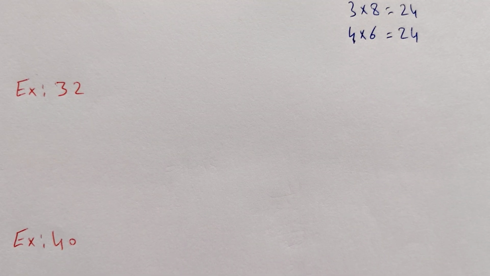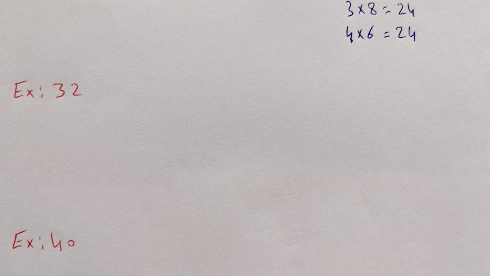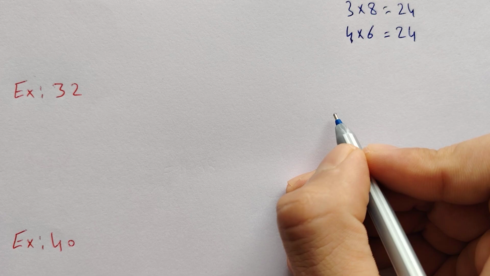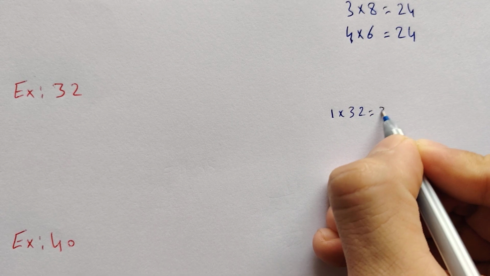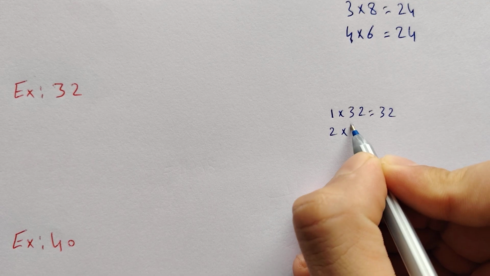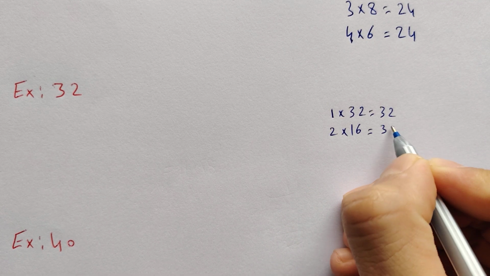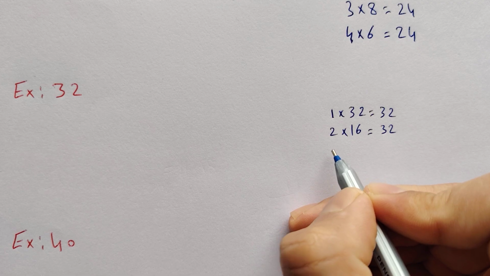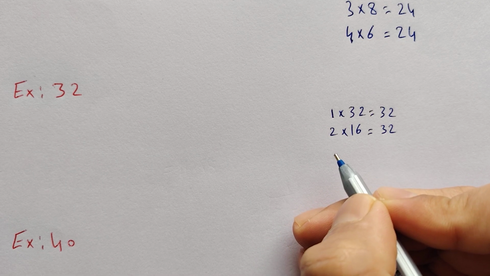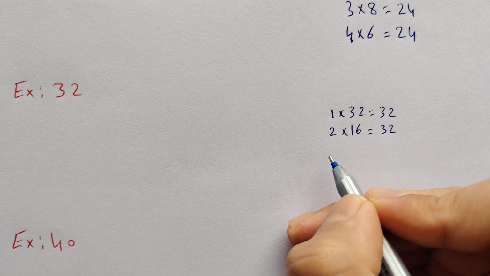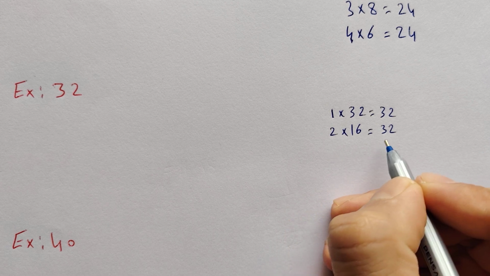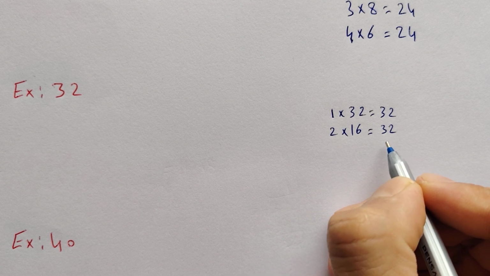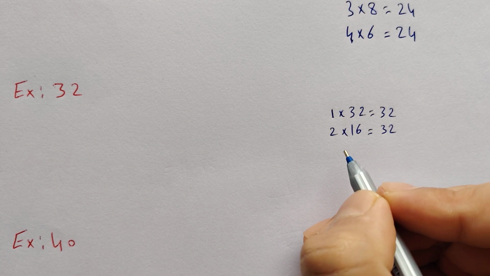Okay, now we have 32. We're gonna do the same. Write every multiplication that you know which is equal to 32. Remember, always start with 1. So 1 times 32, 2 times 16. Then I'm gonna check 3. Do we have 3? 3 times 9 is 27, 3 times 10 is 30, and 3 times 11 is 33, so we don't have 32, which means we don't have 3 as a factor.